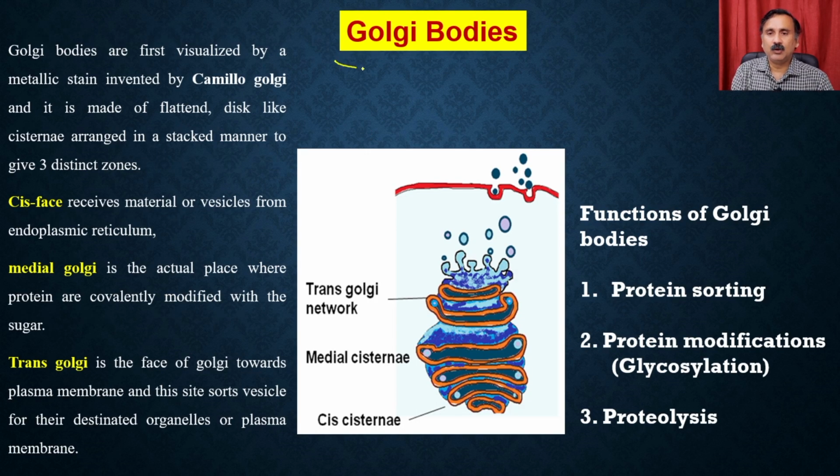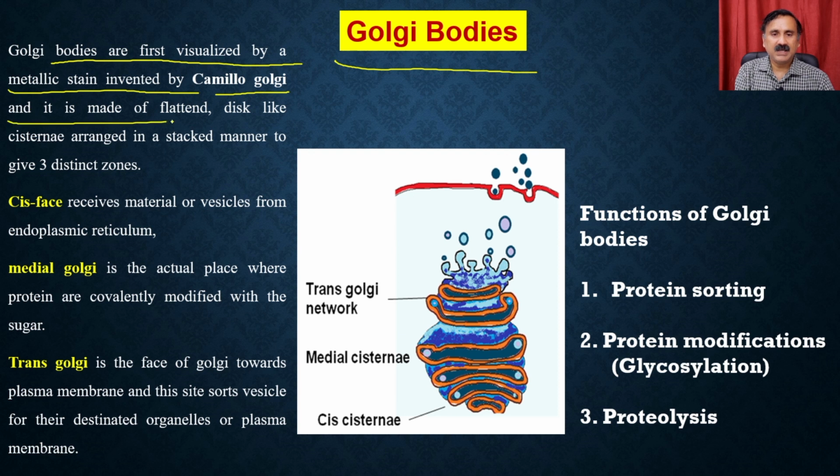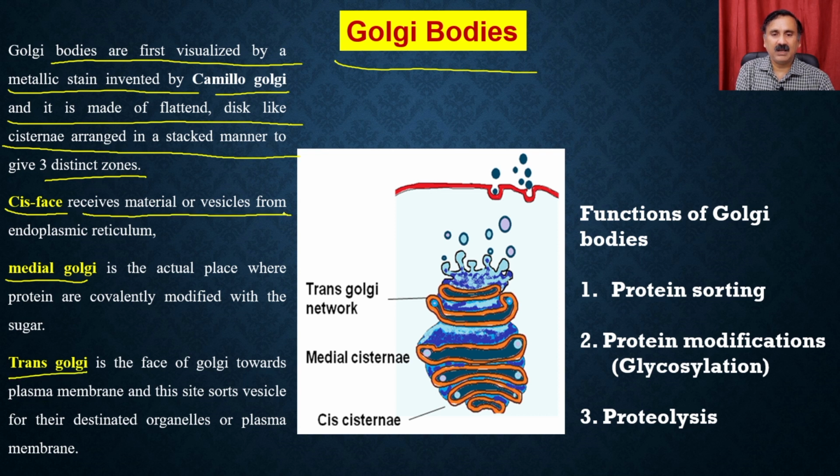Then we have the Golgi bodies. Golgi bodies were first visualized by a metallic stain invented by Camillo Golgi, and they are made up of flattened disc-like cisternae arranged in a stack to give three distinct zones. So it can have the cis Golgi, medial Golgi and the trans Golgi. The cis Golgi receives the material or vesicles from the endoplasmic reticulum. So these are the cis Golgi, medial Golgi and the trans Golgi.